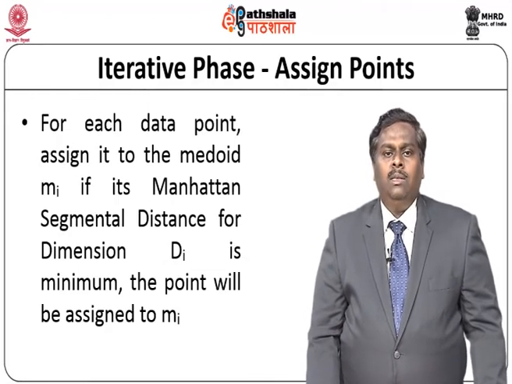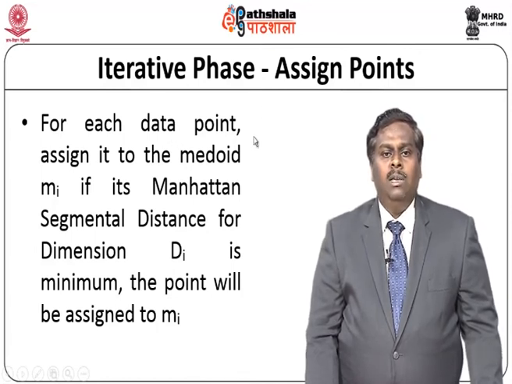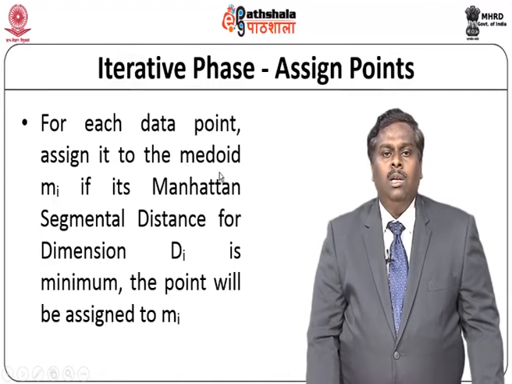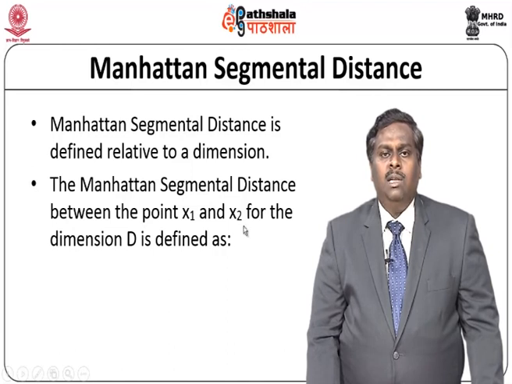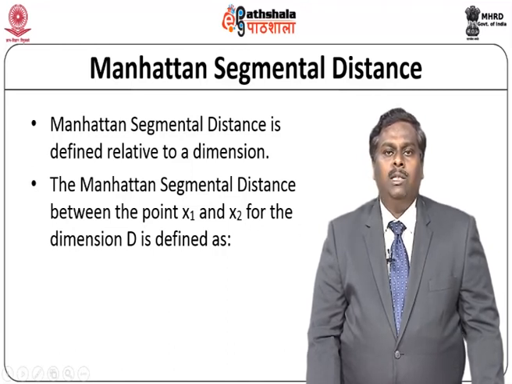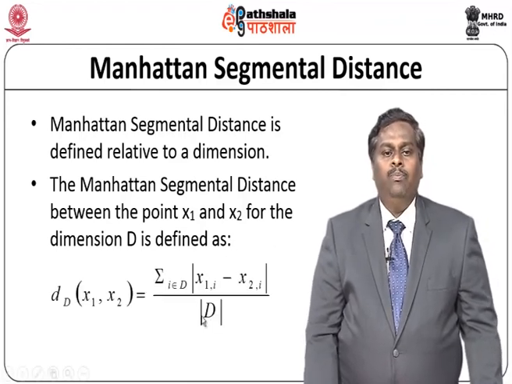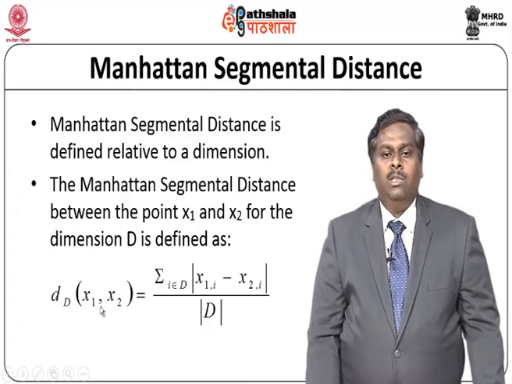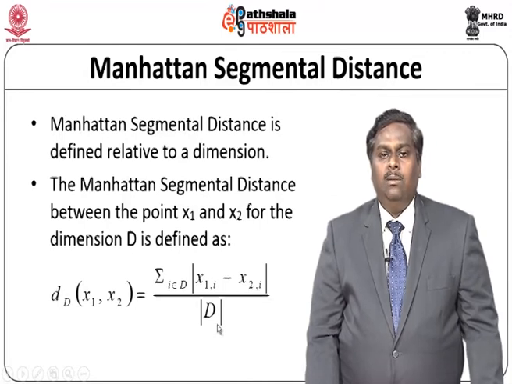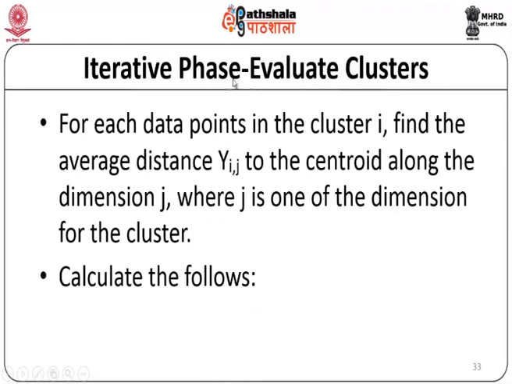Then in the iterative phase, having identified the data points and the respective dimensions, you can make use of Manhattan distance to identify whether a data point can be associated to the given dimension or not. The Manhattan distance is actually a segmental distance between 2 points, say for example x1 and x2 for a given dimension, and it is defined as given in this equation. So, the distance between the 2 points x1 and x2 is the summation of the differences between these 2 points divided by the total distance. Having identified these points, medoids and the respective dimensions, next you will have to evaluate.